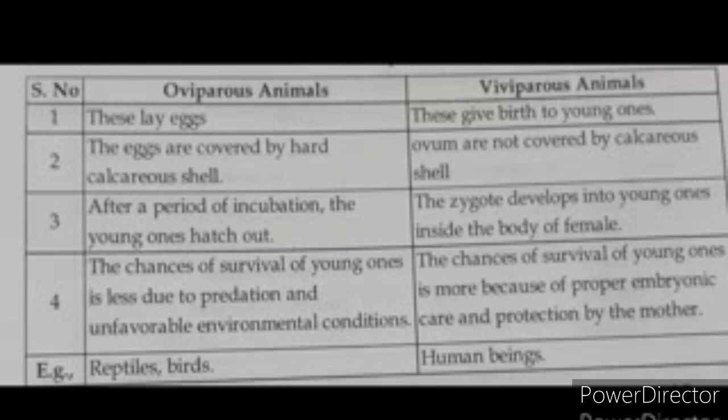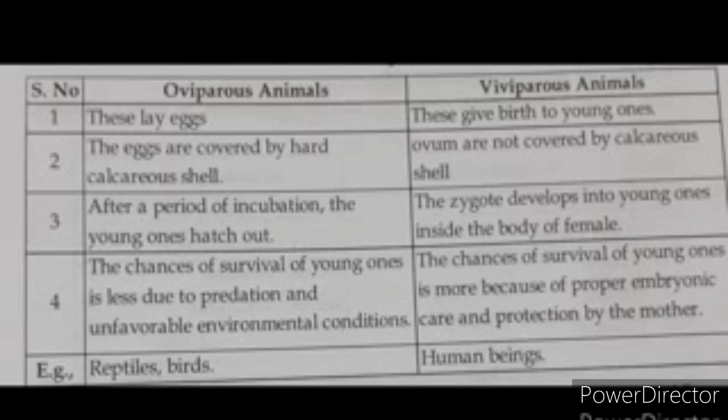Which one gets proper care and better chances of survival? In oviparous animals, the young ones come out into the environment. In viviparous animals, with internal fertilization, because of the proper embryonic care and protection from the female parental organism, the chances of survival of young ones are greater.